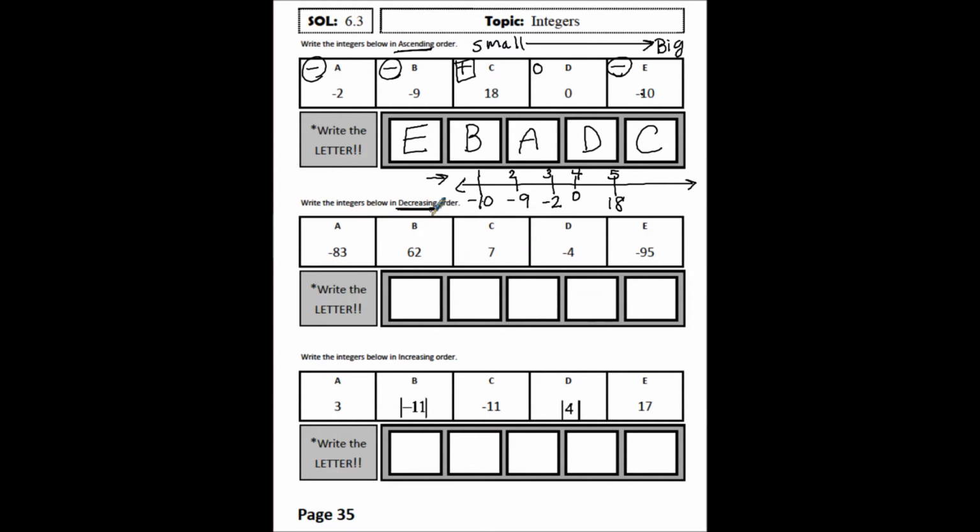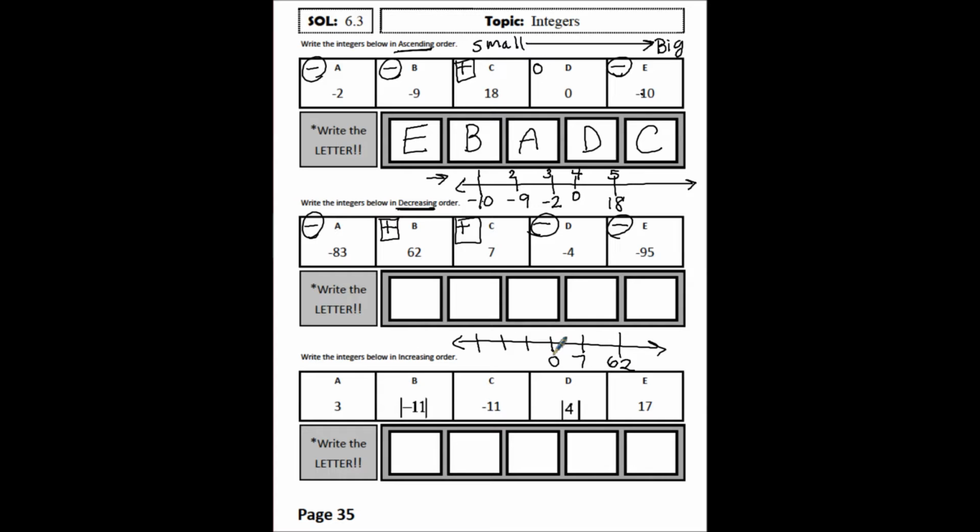The next one is the opposite order. We want decreasing order. So if I have negative, positive, positive, negative, negative, I can start drawing my number line with those 3 negatives on the left of 0. So place 0 in the center, and I know I have 3 negative numbers, so I put 3 places. And I have 2 positives, so I'm going to put 2 places for those positive numbers. If I count out, I'm going to get to a positive 7 and then a 62.